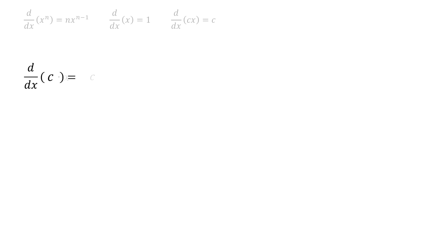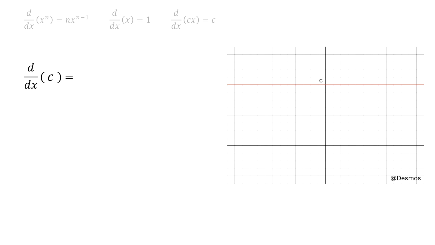Can you guess the derivative of the constant c? If the function is constant, nothing changes, right? Then, what is the rate of change? It's always 0, which can also be proved through the difference quotient.